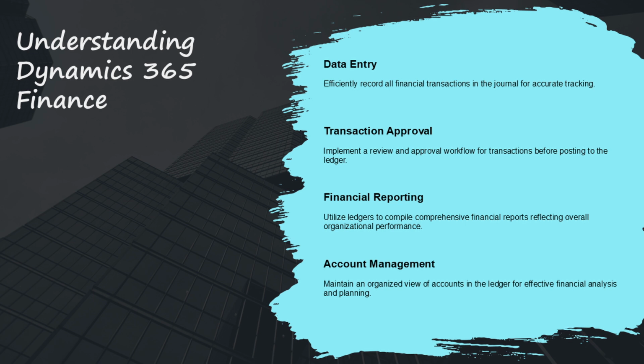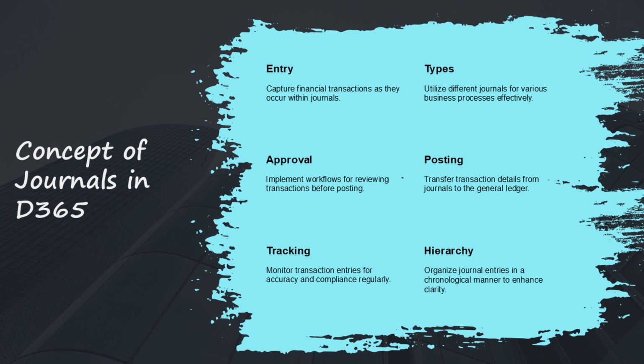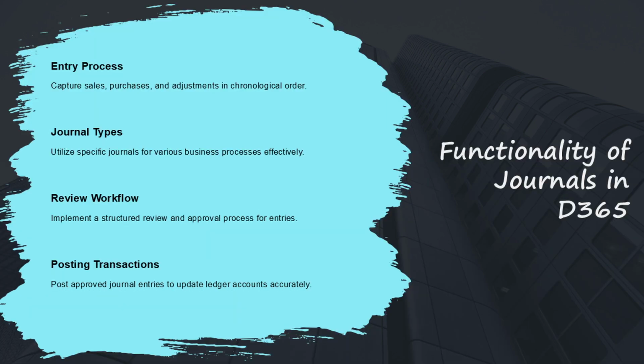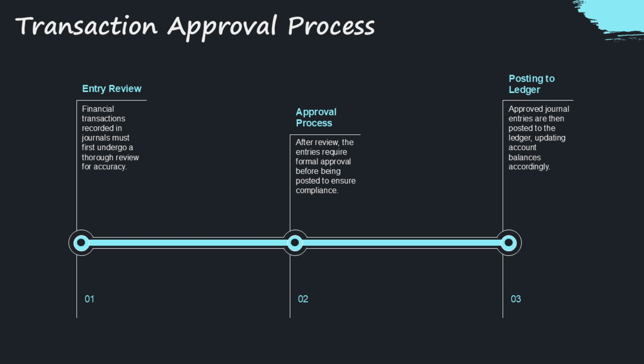What is a journal in D365? A journal is a detailed chronological record of individual financial transactions as they occur. In D365, journals are used to enter, review, and approve transactions before they are posted to the ledger. Journals serve as the first point of entry for transactions such as sales, purchases, payments, or adjustments. Each journal entry specifies the accounts affected, the amounts debited and credited, the date, and a description of the transaction.